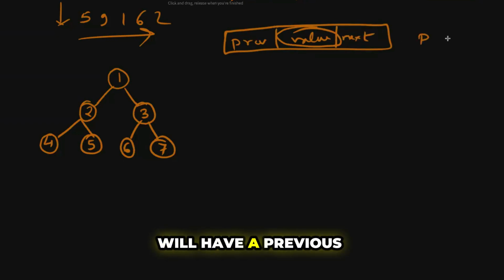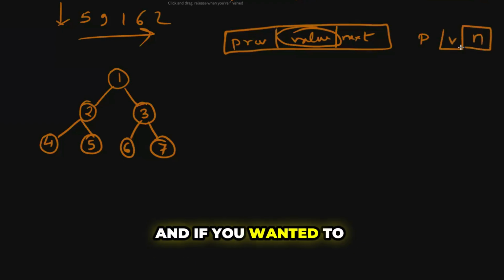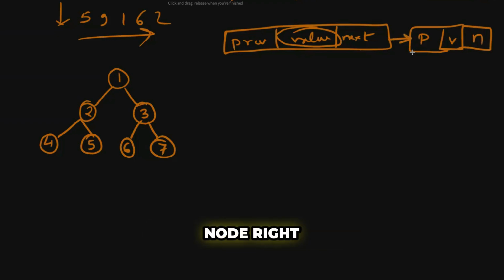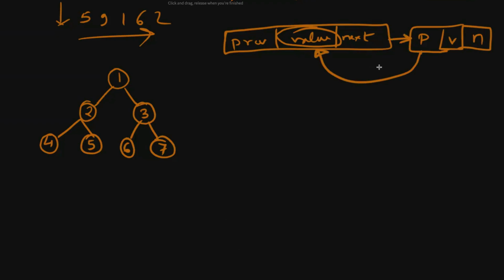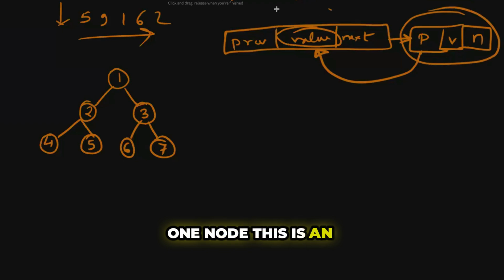Similarly, here we will have a previous value and next. And if we wanted to do a link between these, whatever the address this node will have, this next needs to point to this node, and this previous needs to point to this particular node. I do not want to get into too much detail of the doubly linked list at this point of time. But now we are talking about the linked base, so basically this is one node, and this is another node.